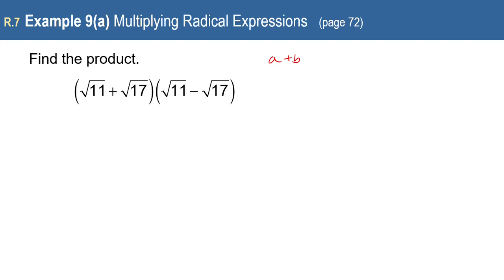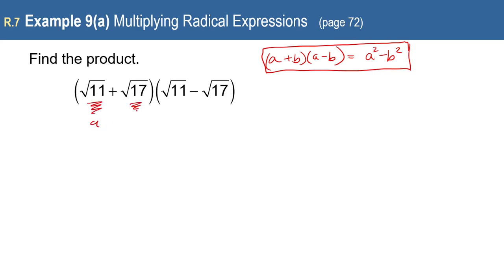For example 9a, I'm going to use the formula for the difference of squares. Recall a plus b times a minus b is equivalent to a squared minus b squared. This is the formula for the difference of squares. This is our a, this is our b. This is our a, this is our b. So we can use our formula to rewrite this as a squared minus b squared.